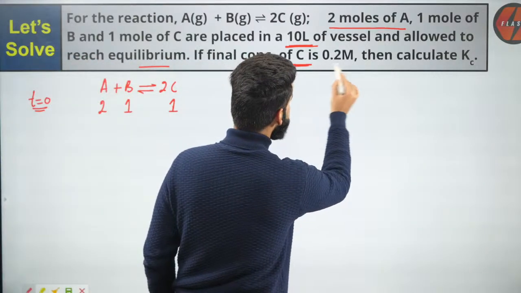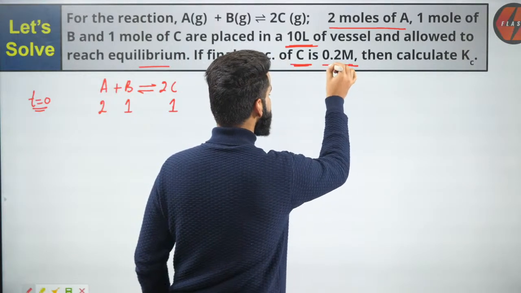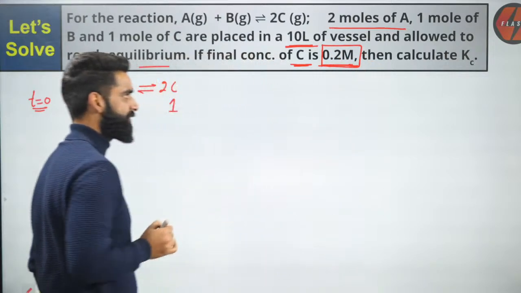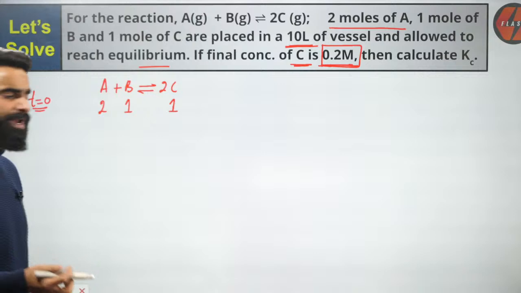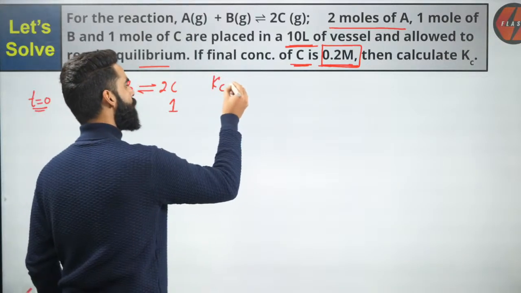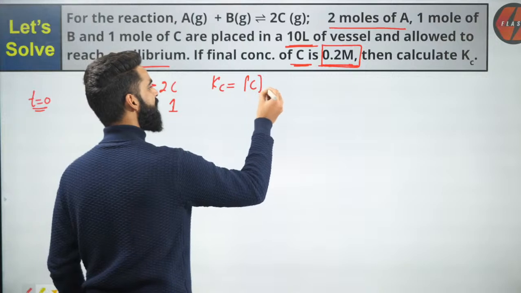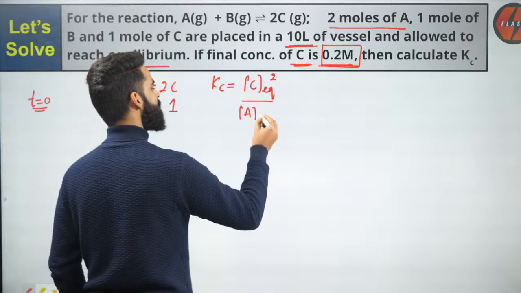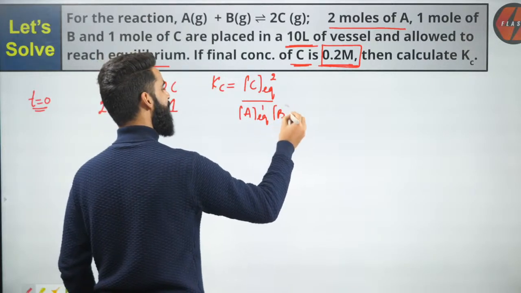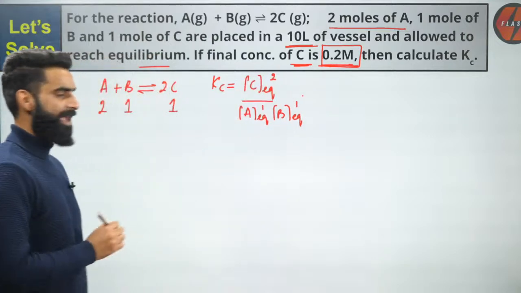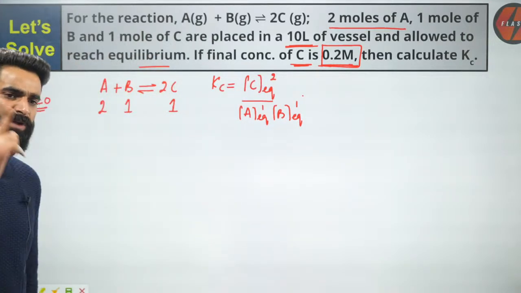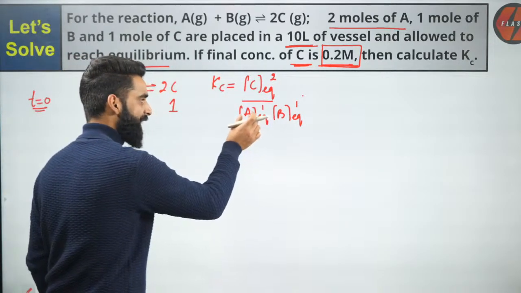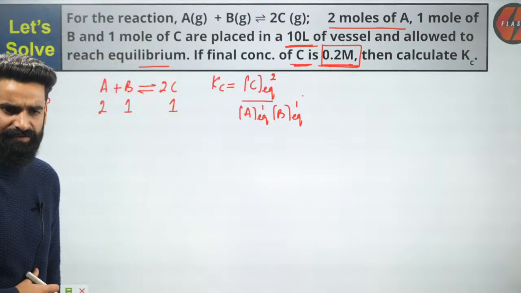If the final concentration of C, that means the concentration of C at equilibrium, is given to me as 0.2, then calculate the value of Kc. First thing which you should know, Kc will simply be equal to the concentration of C at equilibrium to the power 2, divided by the concentration of A at equilibrium to the power 1 multiplied by the concentration of B at equilibrium to the power 1. This is the expression for Kc which I should use, correct? But before using it, I should know the concentration of C, of A, and of B at equilibrium.